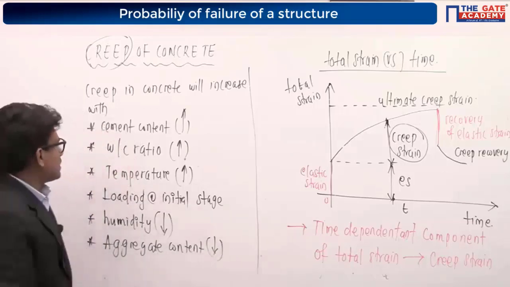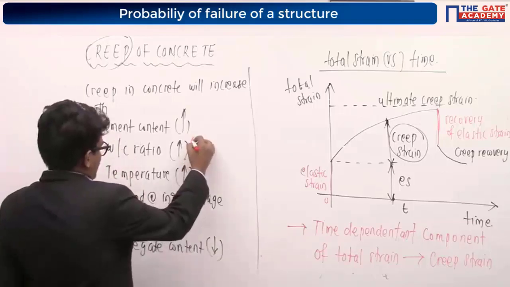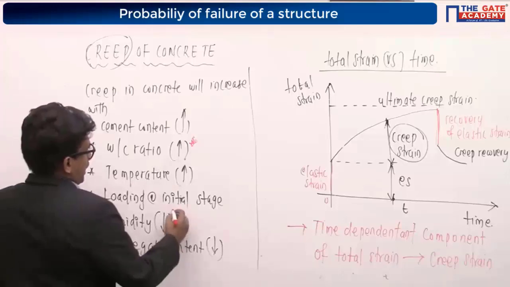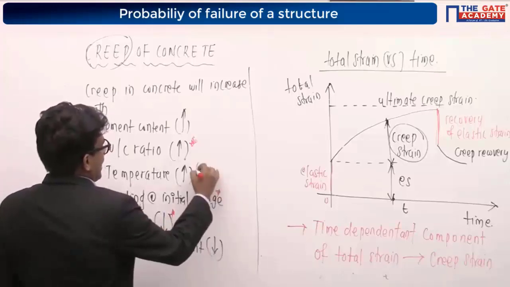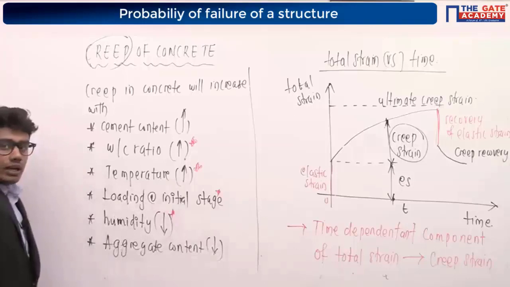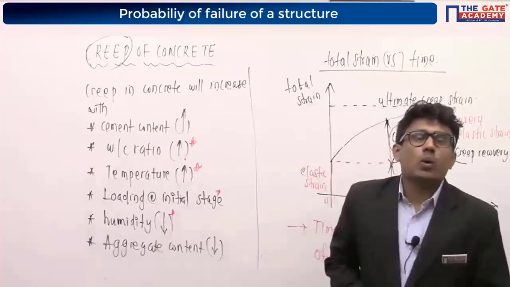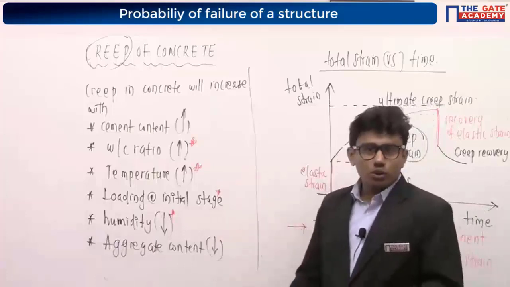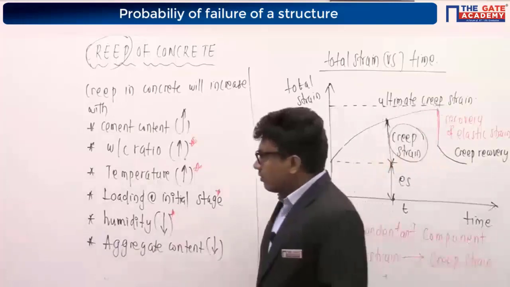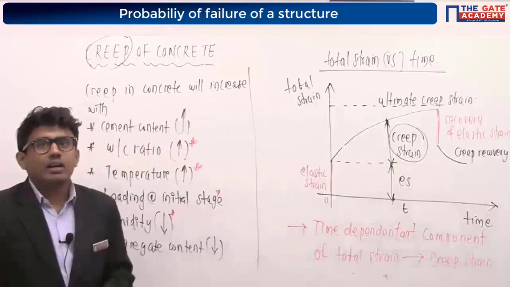You can remember this. The important thing is water cement ratio, and humidity, initial stage and temperature. When the water cement ratio is more, creep will be more. You have to remember these factors affecting the creep in the concrete.